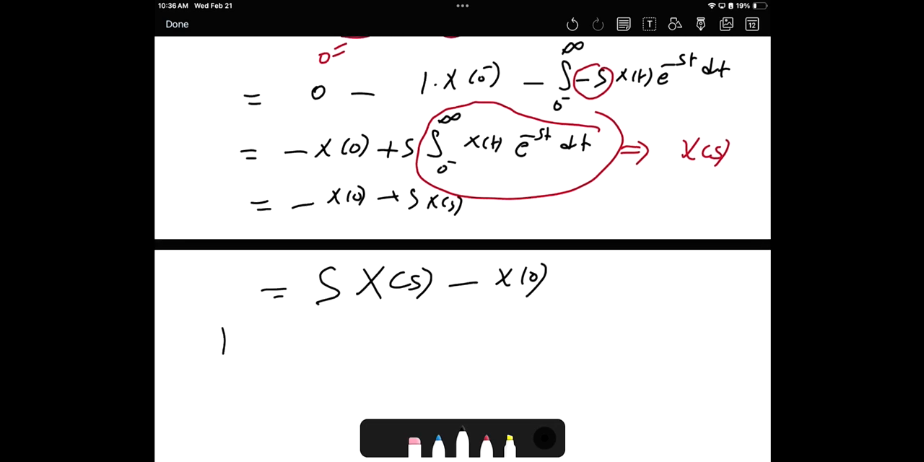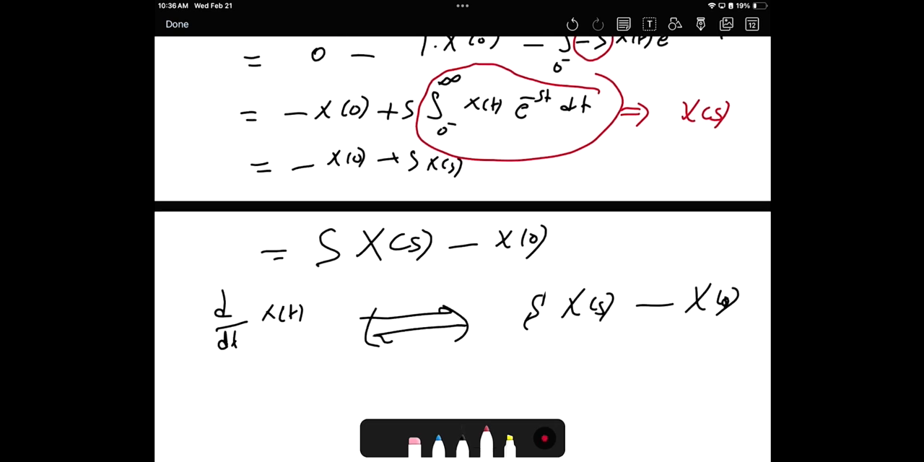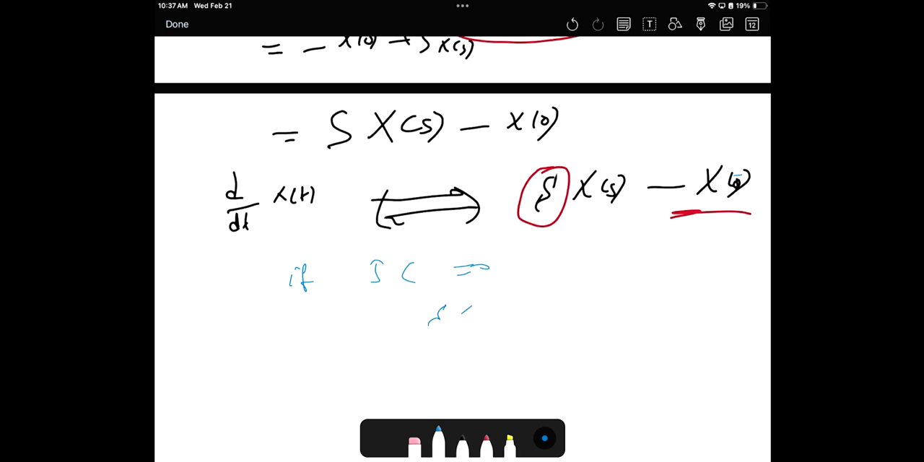So whenever we have the derivative d by dt of x of t, this yields s X of s minus x of 0. So the derivative of a function, we multiply by s and subtract x of 0. So x of 0 here is related to what? To the initial condition. Sometimes the initial condition can be 0, sometimes it's not 0. So if the initial condition equals 0, this yields to be s X of s.